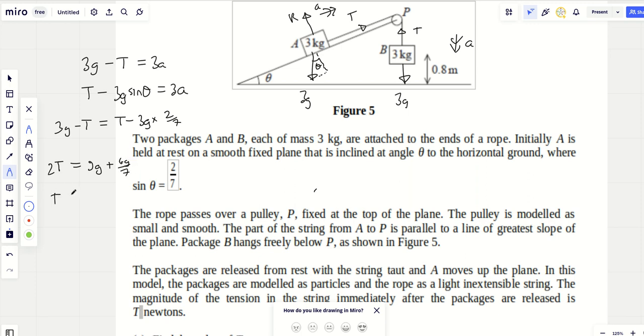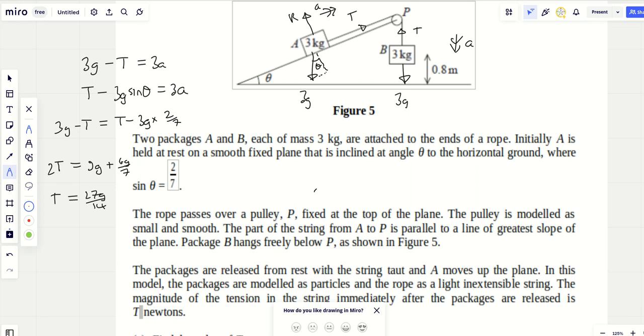And so t is going to be equal to, well, that's 27g over 7, 27g over 14, I think. Okay, let me just check my answer there. Looks right to me. I think so, 27g over 7. Yeah, let me just check. They reckon 18.9. Let's try.